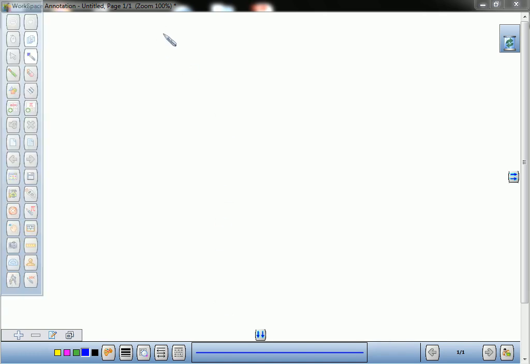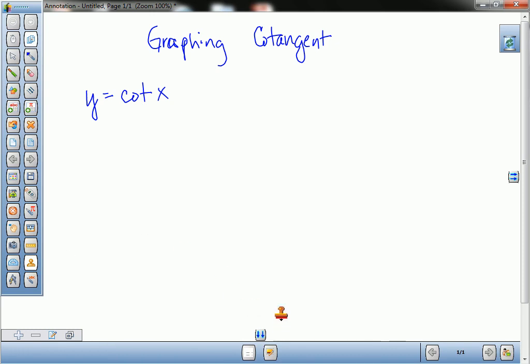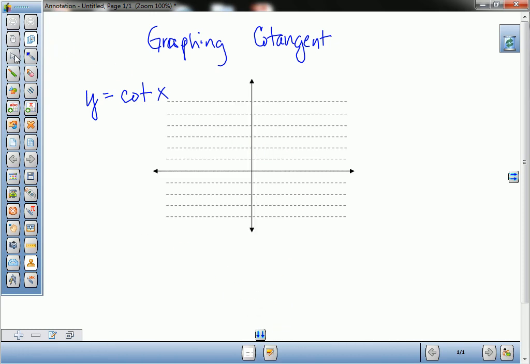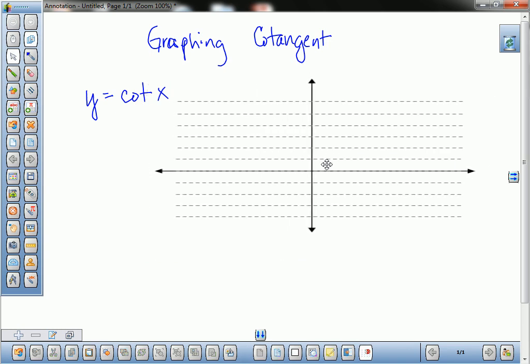Okay, today we're going to talk about graphing cotangent functions. So the first thing we'll look at is the parent graph for a cotangent function. Okay, so let's just start off with y equals cotangent of x. And we will give ourselves the similar graph that we've been using for all of our other functions.